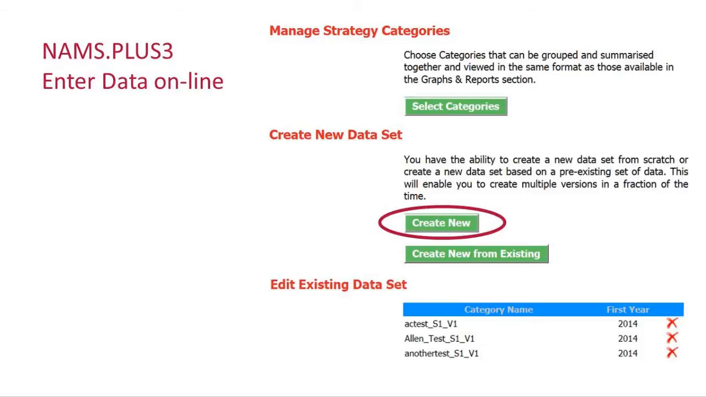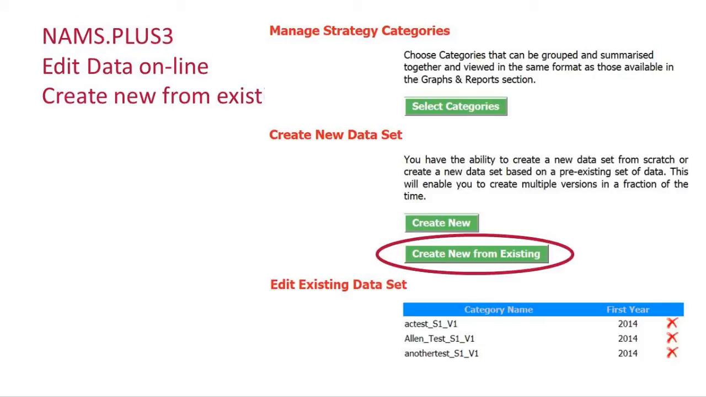The Create New function allows you to enter data online. This is in addition to using the expenditure template and uses a similar entry method. If you wish to make changes to an existing dataset and keep the existing dataset for the record, you can use the Create New from Existing button to save it as a new scenario or version. You can edit the existing data in the newly created dataset and see your changes in graphs and reports in real time.